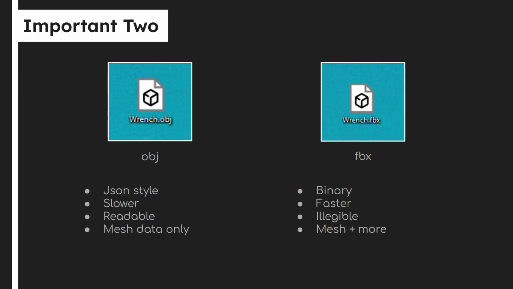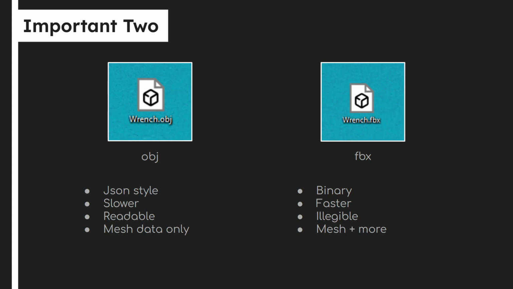FBX, on the other hand, is binary, which means you can't interpret it, no matter how hard you try. Writing an FBX interpreter is a whole other thing. OBJ files are slower because of this, but the readability helps with two things. One is that it's a lot easier to figure out where your mistakes are. Maybe it's not rendering properly in your viewer. It's a lot easier to hop into an OBJ and see where things might be going wrong.